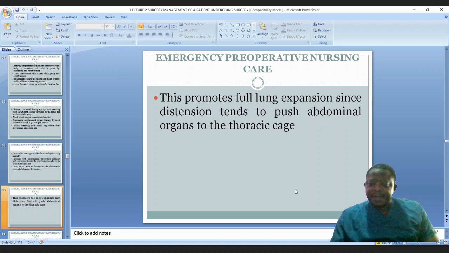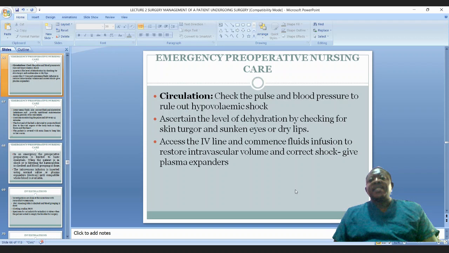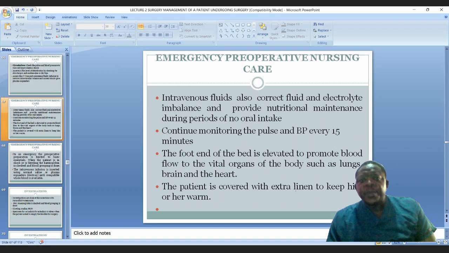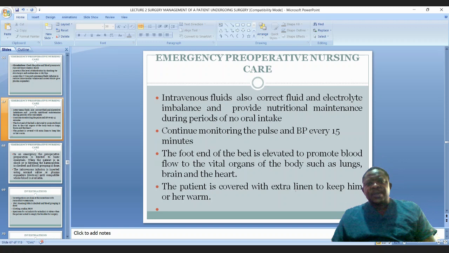Okay, so A, B, now C is for circulation in our emergency preoperative care. Check the pulse and blood pressure to rule out hypovolemic shock, and ascertain the level of dehydration by checking for skin turgor, sunken eyes or dry lips. You can establish an intravenous line and commence a fluid infusion to restore intravascular volume and correct shock. You can give a plasma expander to correct shock, in case the patient is in shock. Intravenous fluid also corrects fluid and electrolyte imbalance and provides nutritional maintenance during periods of no oral intake.